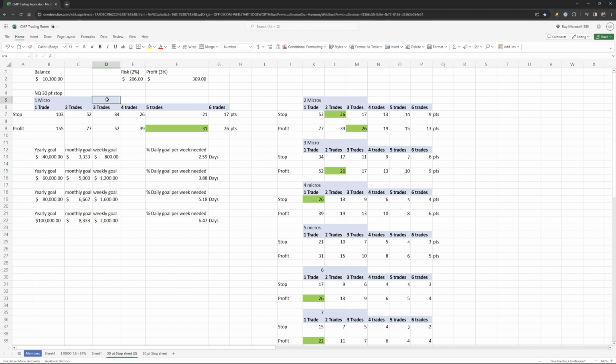So you can see in this example, risk. When I started this week, my account was at around, I think, 8,900. So my risk was around $180 total. I was taking 1 micro for about 3 trades. That was kind of my sweet spot.